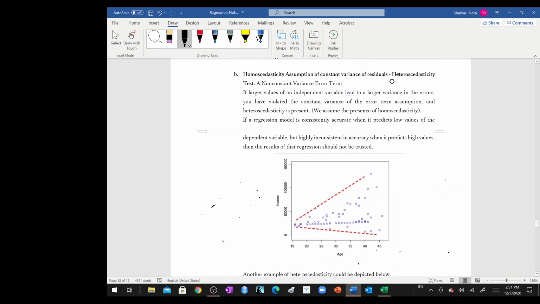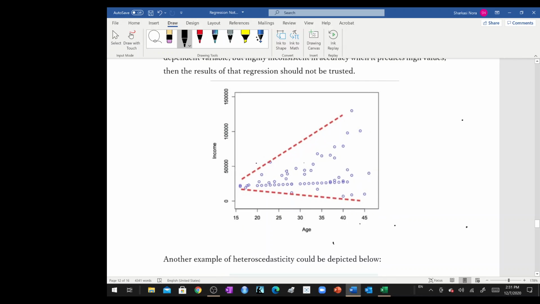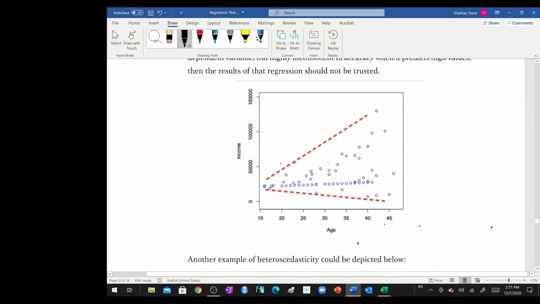However, when we want to test whether this exists or not, there is a test called a heteroscedasticity test, which is a test of non-constant error term. Let's talk a little bit about what an error term is again, and when it is constant and when it reveals a non-constant pattern. Let's take a look at the following example.